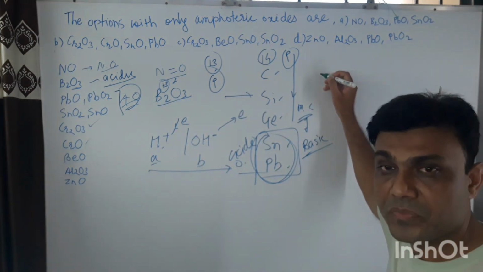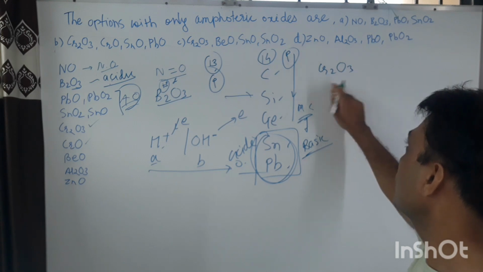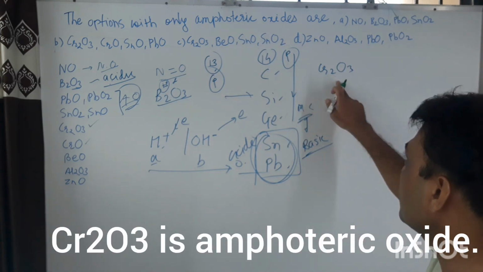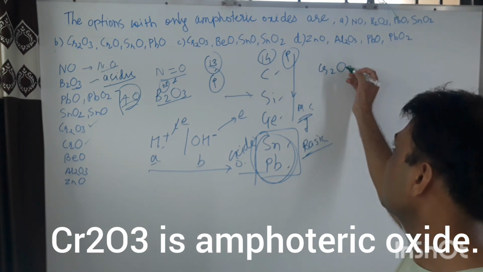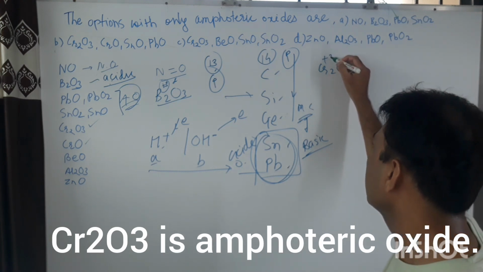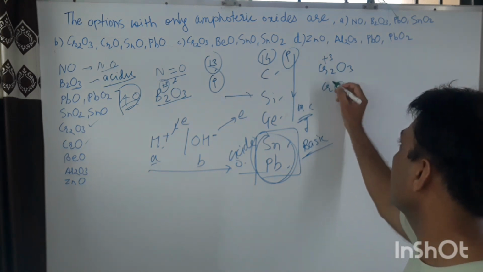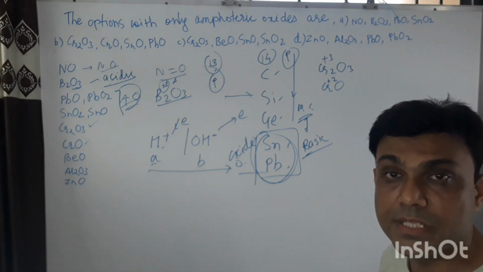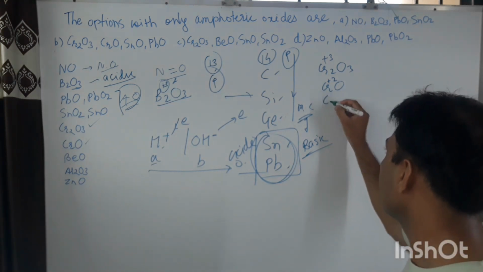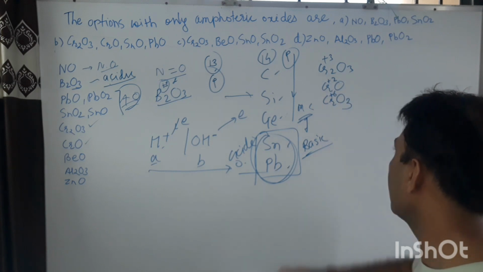In chromium oxide, Cr2O3, the oxidation state of chromium is +3. In chromium oxide CrO, the oxidation state of chromium is +2. There is another oxide called chromium trioxide, CrO3, in which the oxidation state is +6.